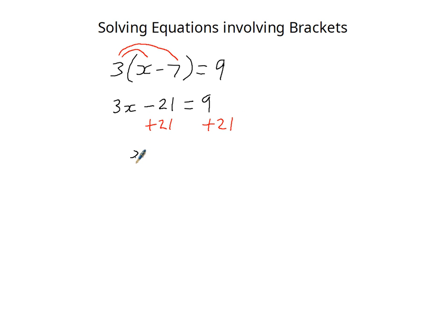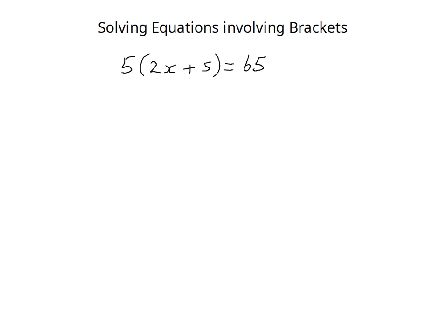3x is still 3x. Negative 21 plus 21 leaves me with 0. 9 plus 21 is 30. So we know that 3x's are 30. To find 1x, we divide by 3. We need to do the same on both sides. 3x divided by 3 is just x. 30 divided by 3 is 10. So our solution to the equation at the top here is x equals 10.